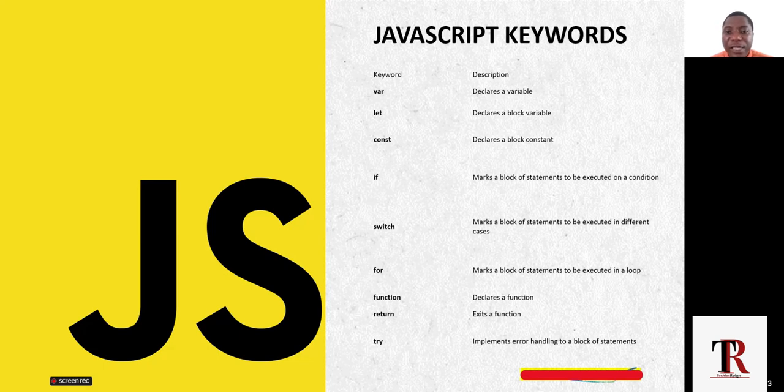Then we have if. If is another keyword in JavaScript that allows you to mark a block of statements to be executed on a condition, which is a way to instruct your code on what to do if certain criteria or conditions are met, and what not to do if those conditions and criteria are not met.